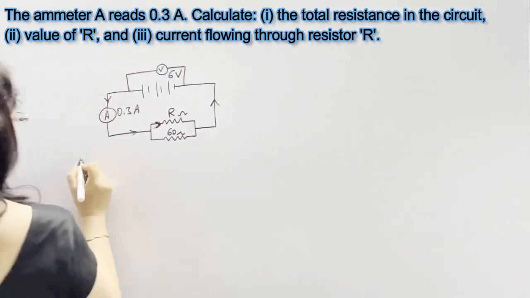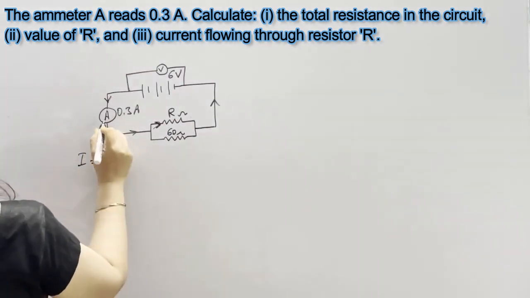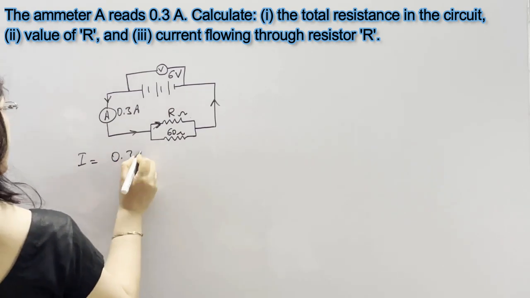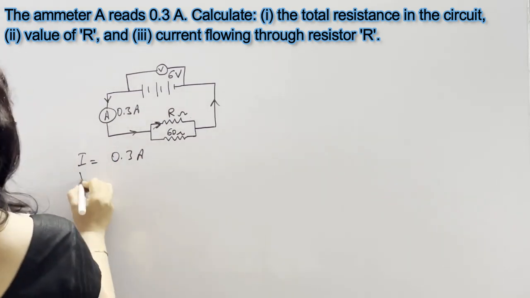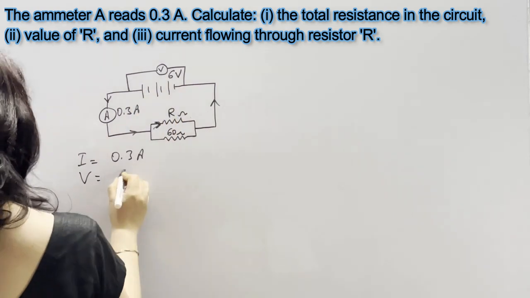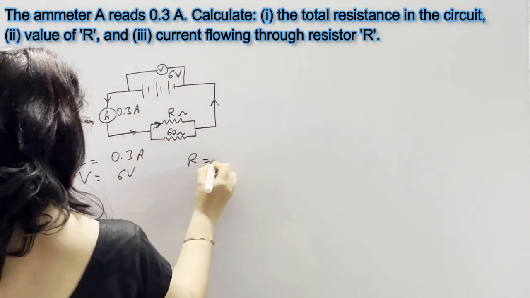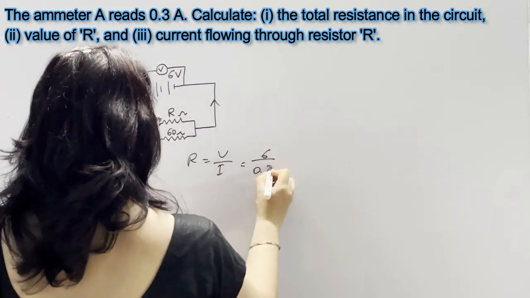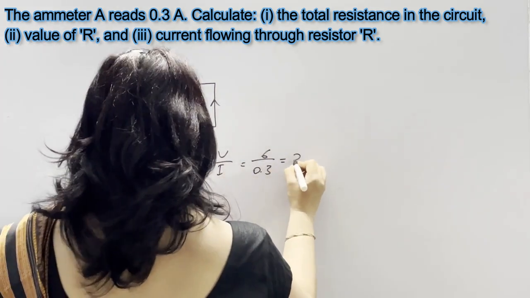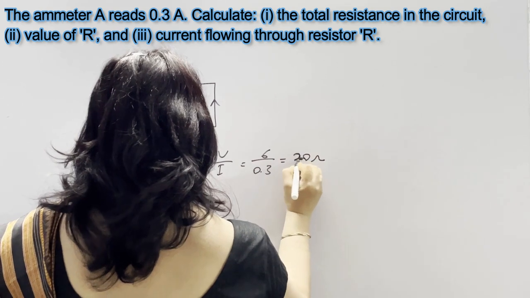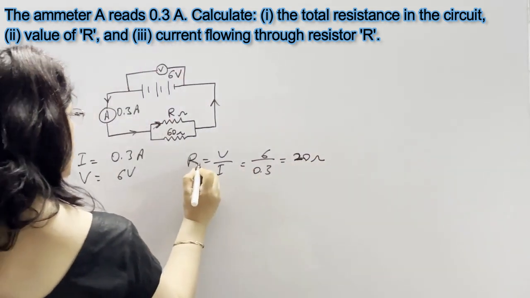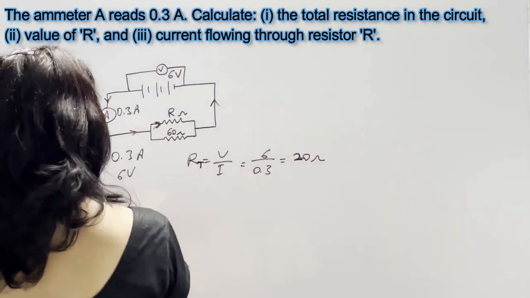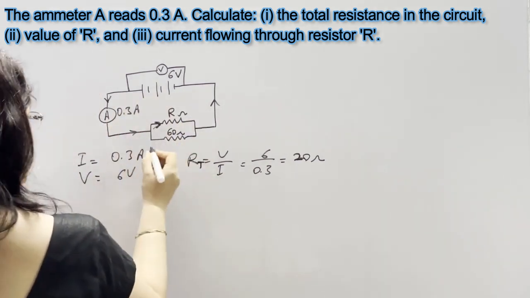So current I is given, because the reading of the ammeter is already given as 0.3 ampere. Now V is also given as 6 volt. So R is equal to V upon I. V is 6, I is 0.3. It means 20 ohm is the value of the total resistance in the circuit. This is the total resistance in this circuit.